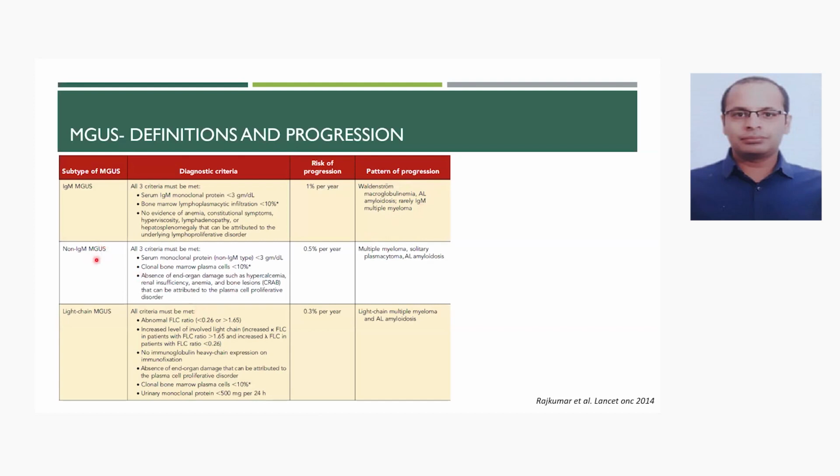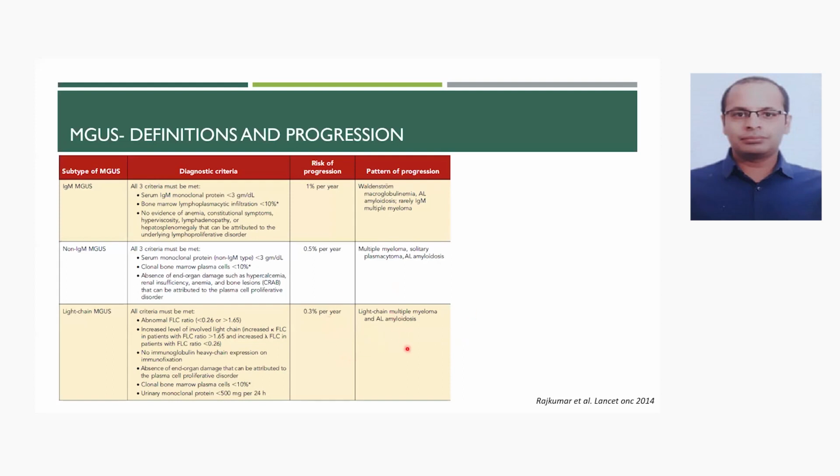For the non-IgM MGUS like IgA or IgG, the definition is the same, only the clonal plasma cells are there. The risk of progression is lower, and progression is mostly to myeloma and rarely to other subtypes. For light chain MGUS, it's the abnormal light chain ratio. One of the light chains is increased. No heavy chain expression is seen, and there is no end organ damage. The progression is slightly slower in this case, 0.3% per year, and it usually progresses to either light chain myeloma or AL amyloidosis.